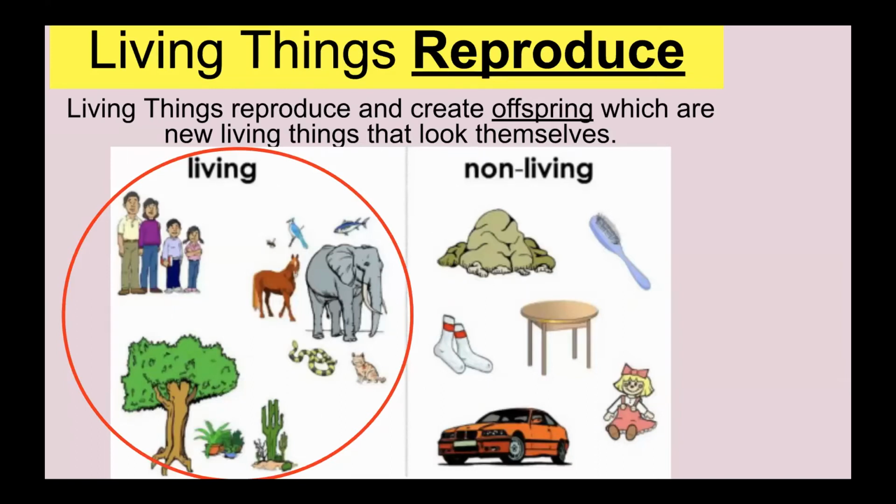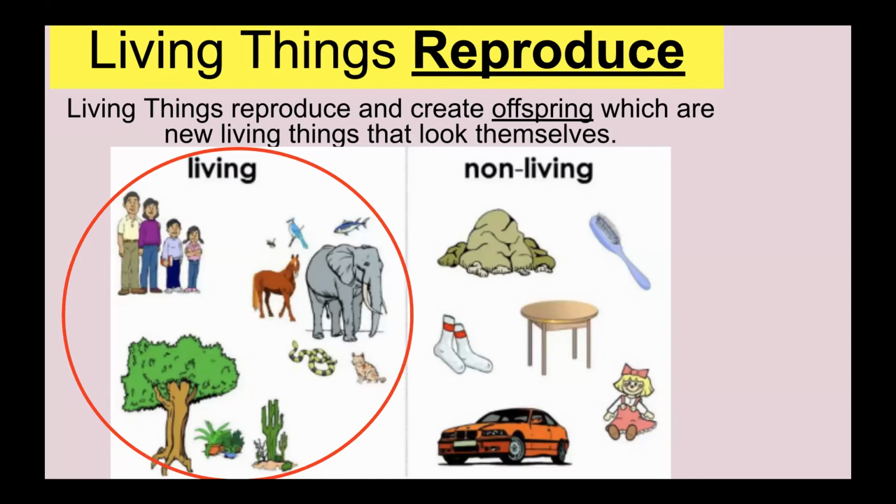So we know that living things reproduce, and we know that they can create offspring, and offspring again are just new living things that look like those adults. Now, if we take a look at our little picture here, we have living and non-living things. So my question for you guys is, take a look at those non-living things. There's a picture of a rock and a table and a car. Do you think those non-living things can reproduce babies or offspring?